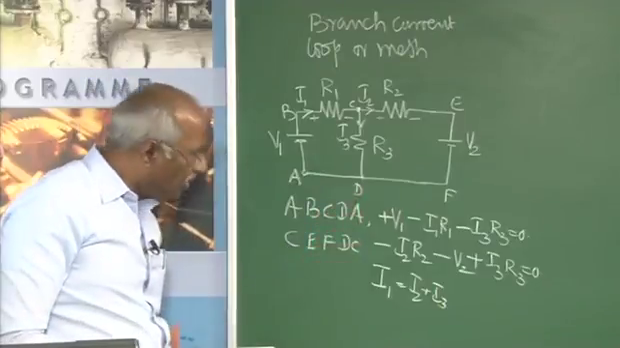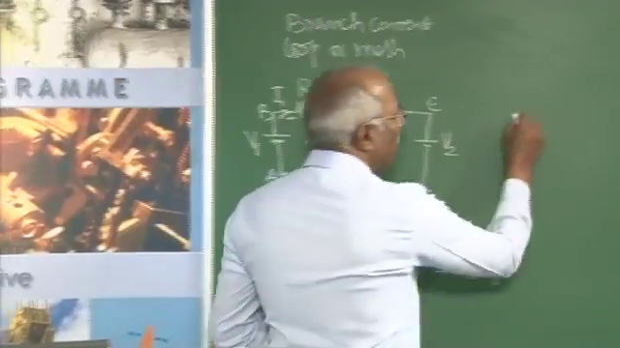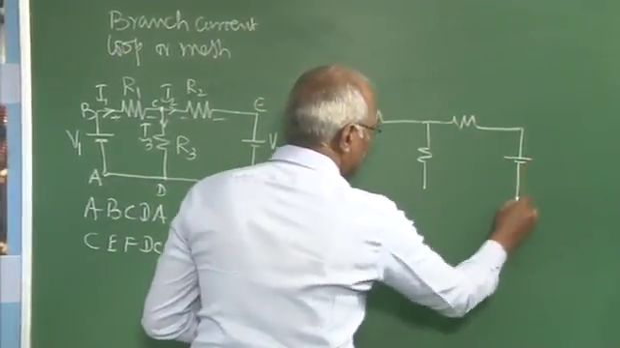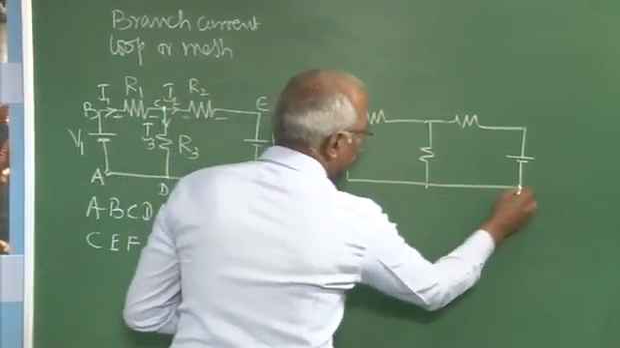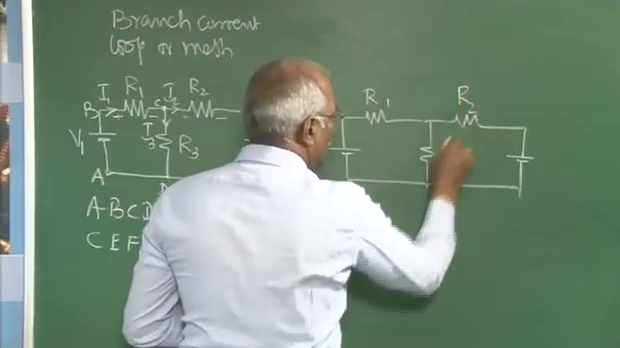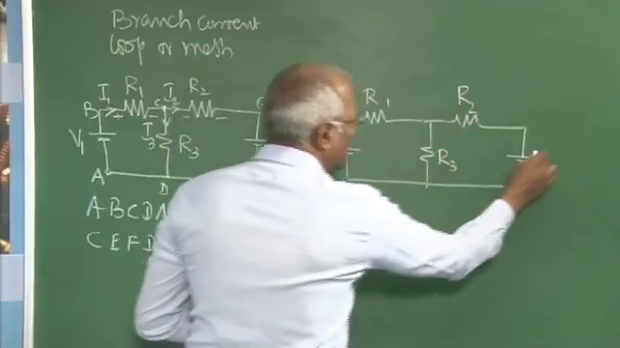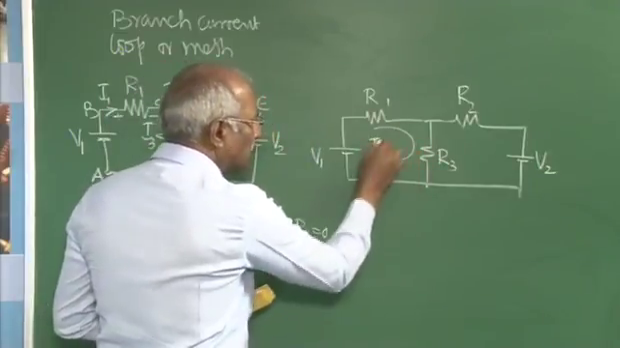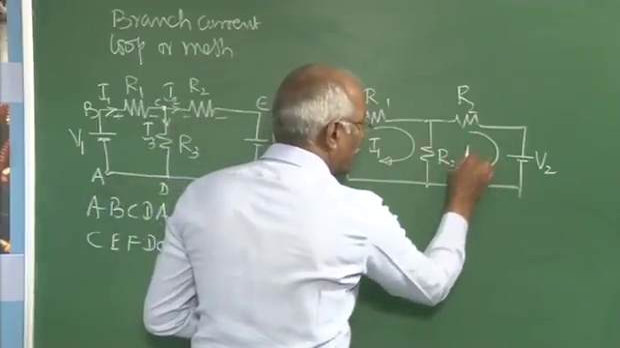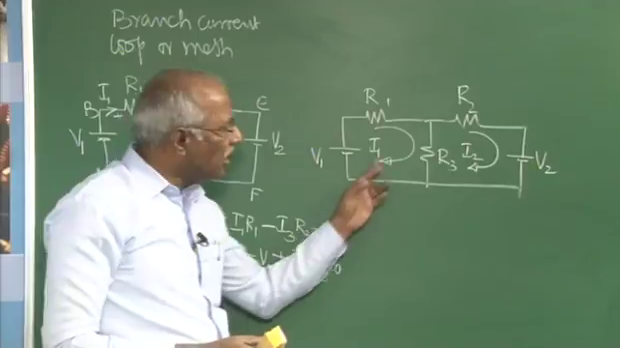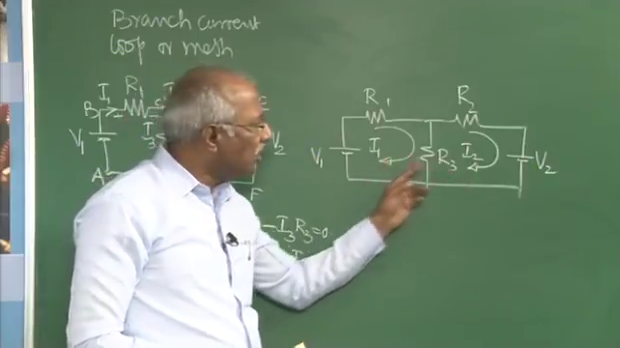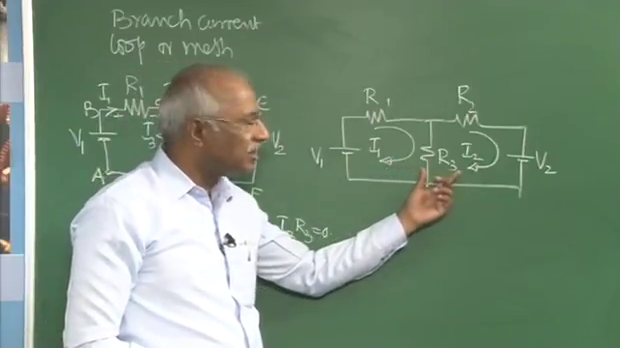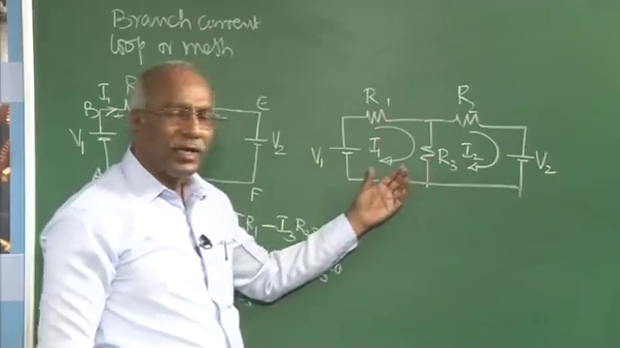On the other hand, you can go for the loop method, in which case this is R1, R2, R3, V1, and this is V2. We can assume the current to be flowing in this loop, call it I1, and this one as I2. There is no rule that I1 and I2 must be in the same direction. It need not be clockwise, or it can be even anti-clockwise also. However, generally clockwise is considered as it is more convenient to write the equations.